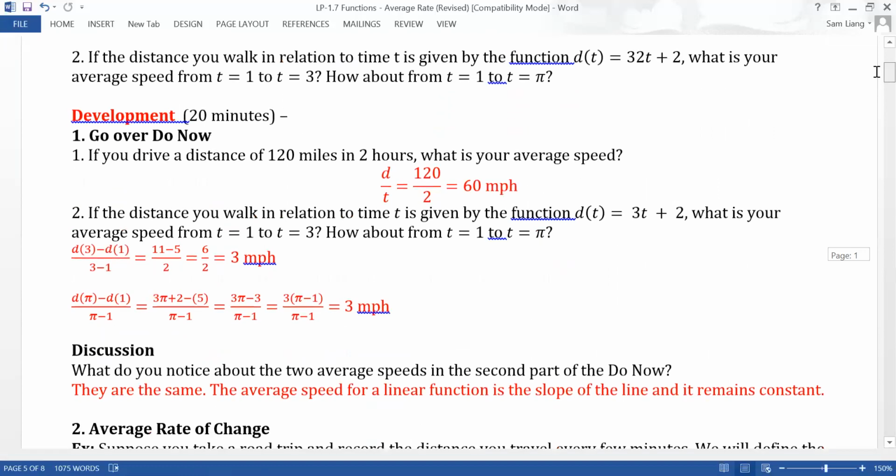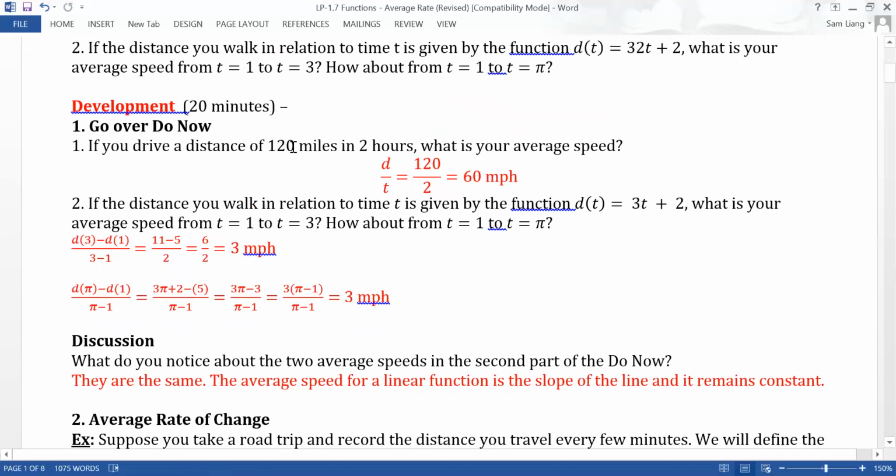All right, so here we are. The first part was: if you drive a distance of 120 miles in 2 hours, what's your average speed? Speed is distance over time, so that's 120 miles over 2 hours, which comes out to 60 miles per hour for part one.